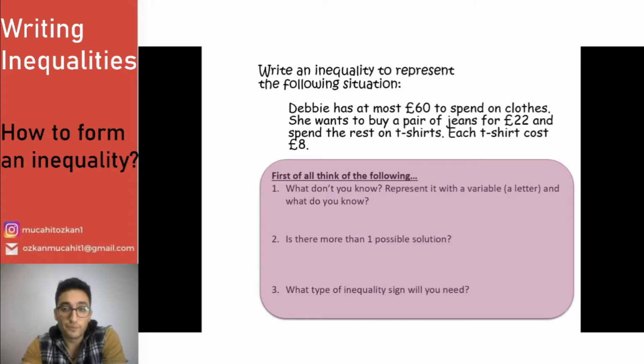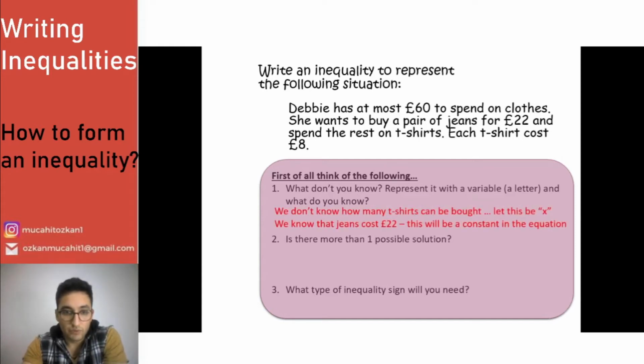What we don't know. Basically, we don't know how many t-shirts we can buy with the rest of the money. So we don't know how many t-shirts we can buy. Let's say it is X. We know that jeans cost 22 pounds, and this will be constant in an equation. I know it for sure. Is there more than one possible solution? So maybe the answer is yes, we can buy one t-shirt, two t-shirts, three t-shirts, I don't know. So there is more than one solution.